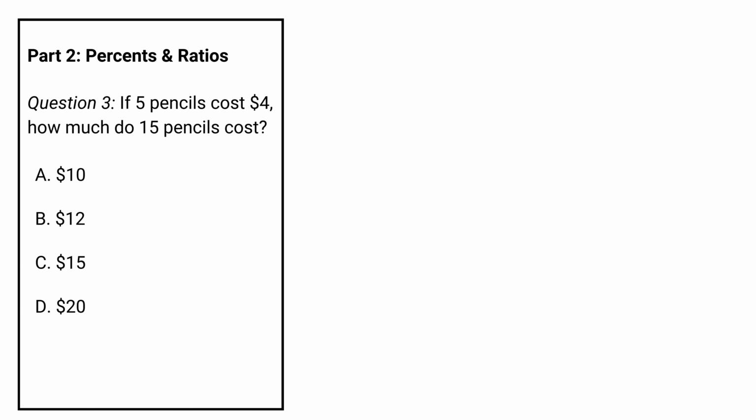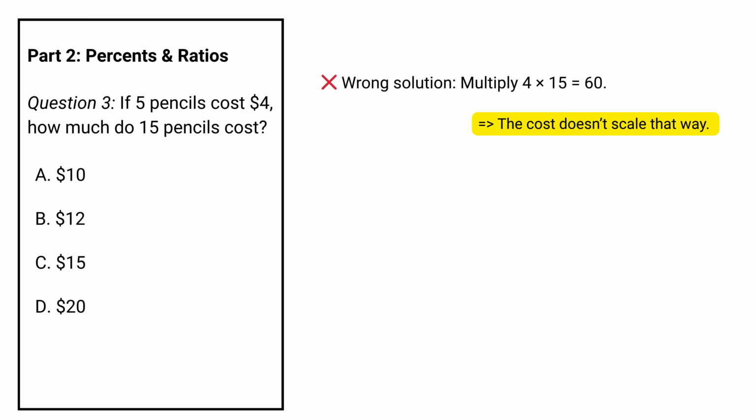Now let's try a proportions problem. If 5 pencils cost $4, how much would 15 pencils cost? Your choices are A, $10, B, $12, C, $15, D, $20. Pause the video and give it a shot. A common mistake is to just multiply 4 times 15 and get 60. That's not correct, because the cost doesn't scale that way.